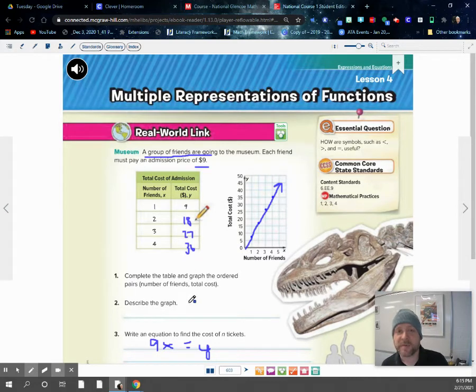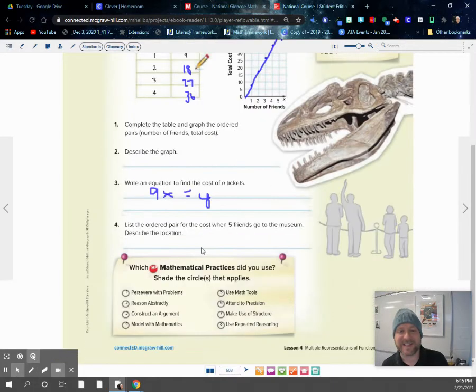So again, if I were to describe the graph, it is a straight line, which means I know it is a linear function. And because we already worked ahead a little bit, we know that the cost of the tickets as an equation would be this here. It would be 9x equals y. Or we could say, in words, that the cost of the total amount of tickets will be 9 times the number of people that are in the group.